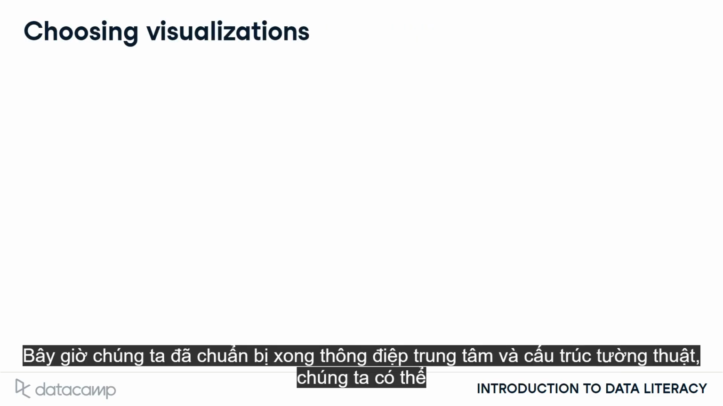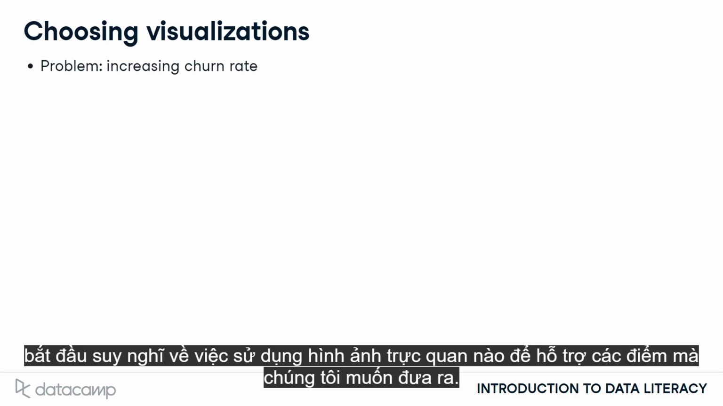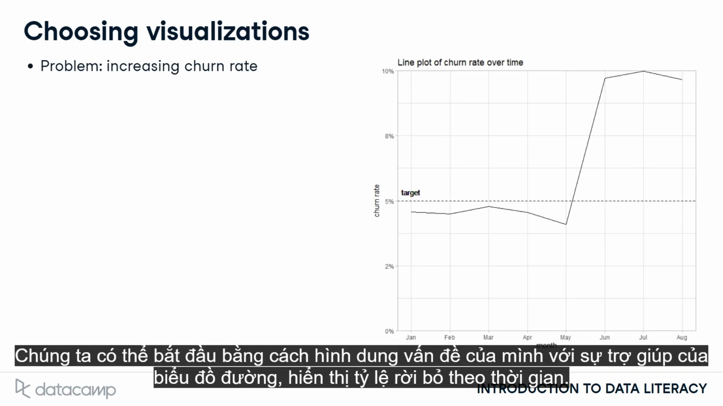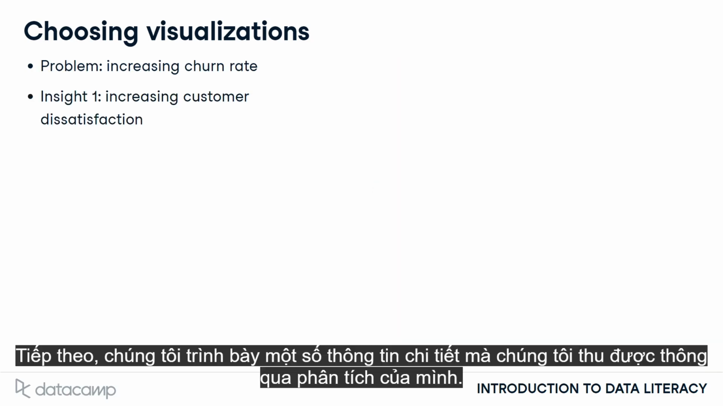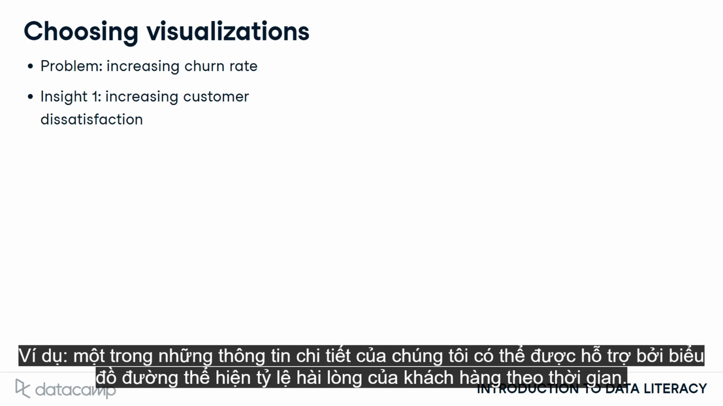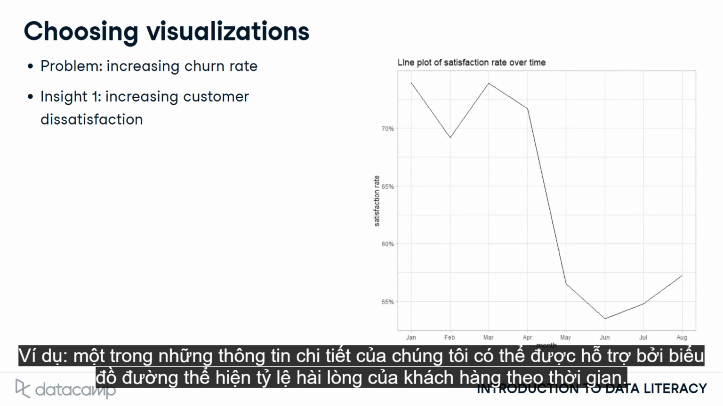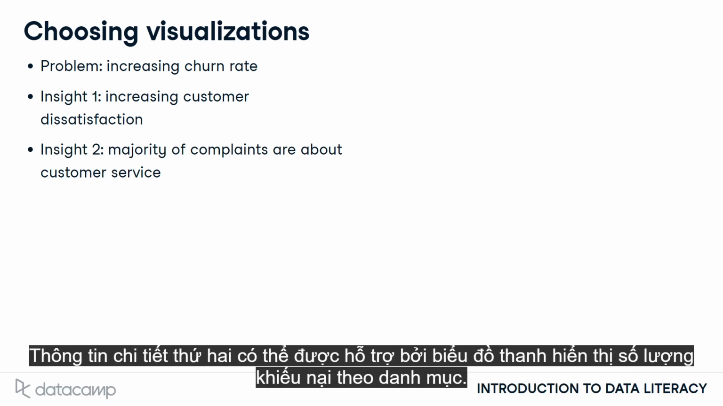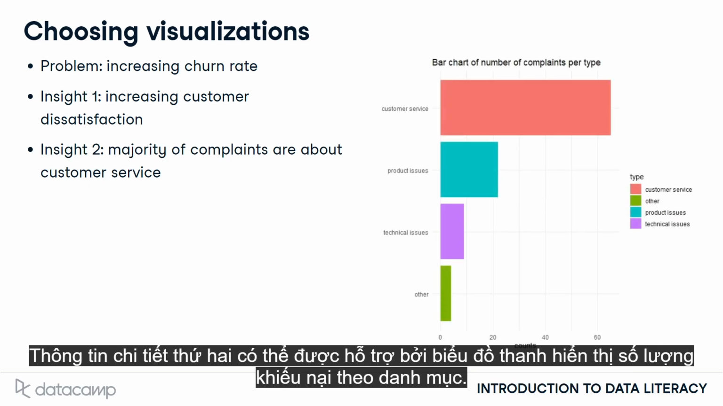Now that we have prepared our central message and narrative structure, we can start thinking about which visualizations to use to support the points we want to make. We can start by visualizing our problem with the help of a line plot, showing the churn rate over time. Next, we show off some of the insights we gained through our analysis. For example, one of our insights could be supported by a line plot showing customer satisfaction rate versus time. A second insight could be supported by a bar plot showing count of complaints by category.